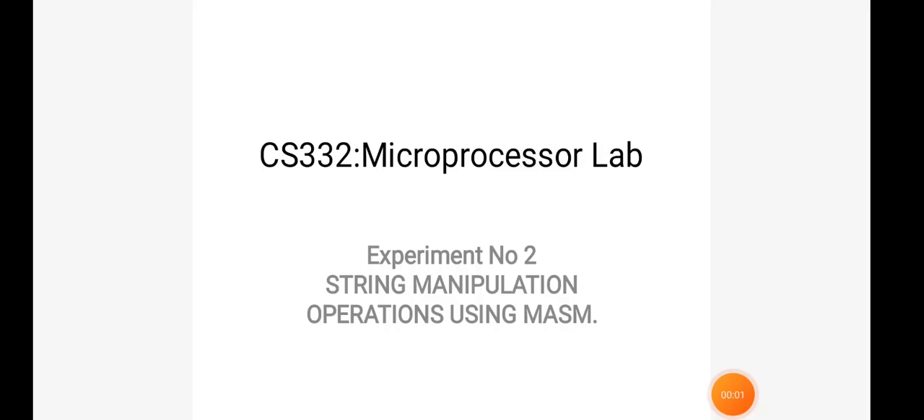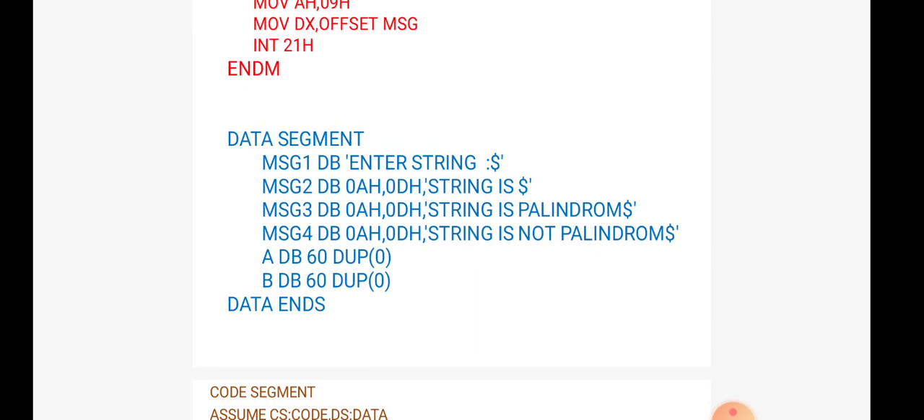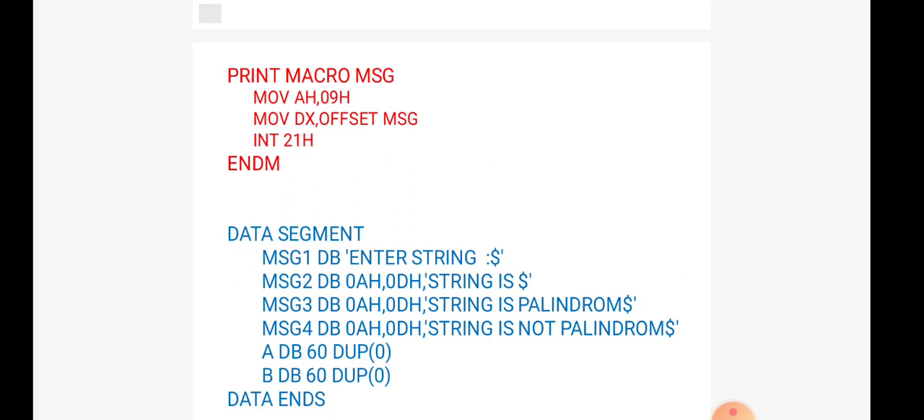Today we are going to discuss the second experiment of the microprocessor lab, string manipulation operation using MASM. Here we are checking whether the given string is a palindrome or not. The aim of the program is to write an assembly language program to check whether the given string is a palindrome or not.